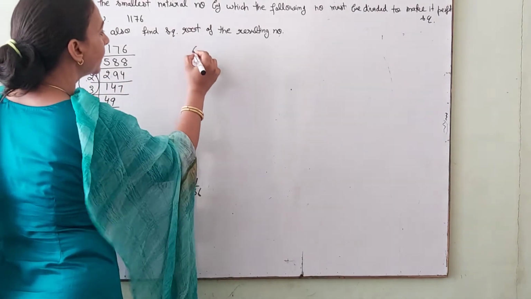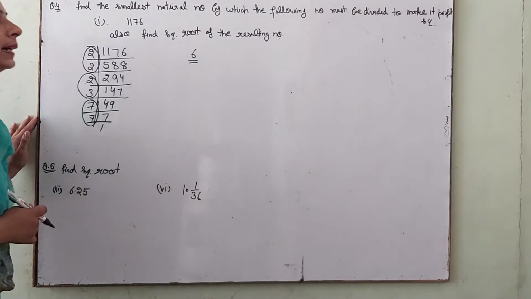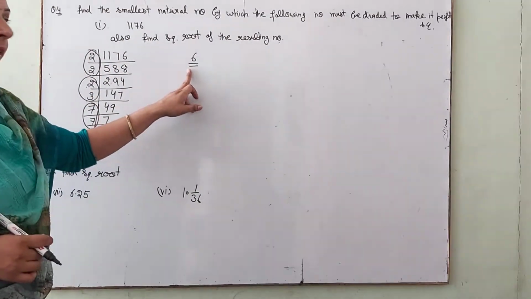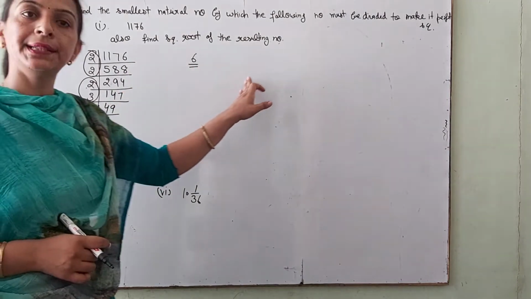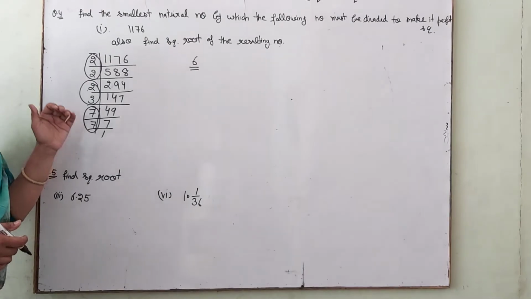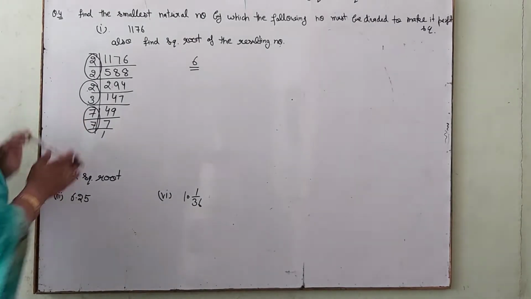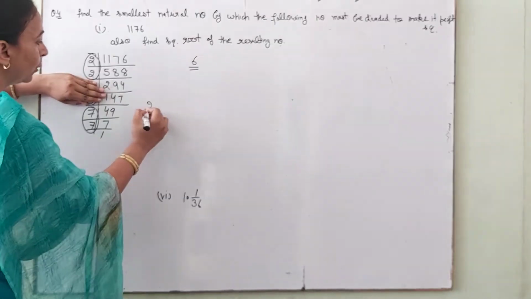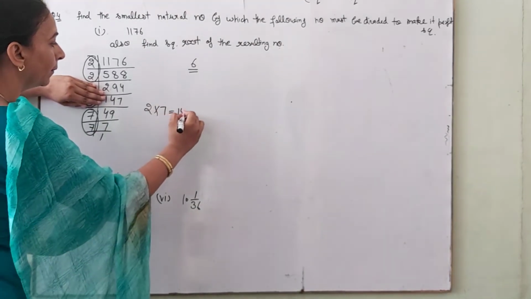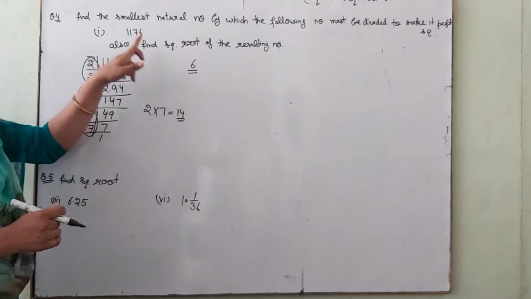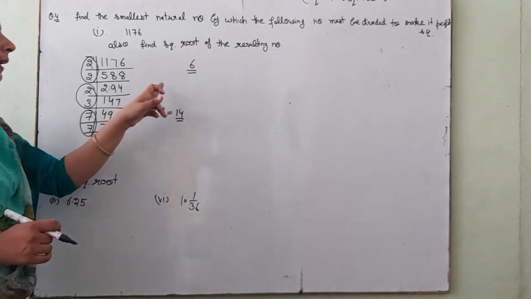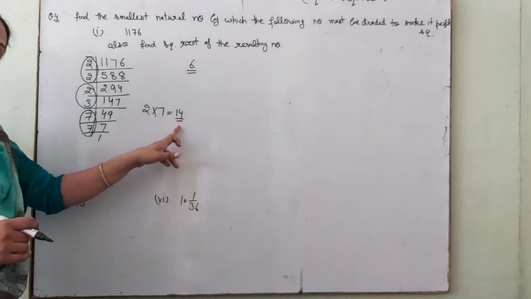That is 6 is the smallest number. If we divided this number by 6, then the resulting number is perfect square. And we find the perfect square root of resulting number. If we remove this, then 2 multiply 7, 2 multiply 7, then 14. If we divided this number by 6, the resulting number is a perfect square of 14.